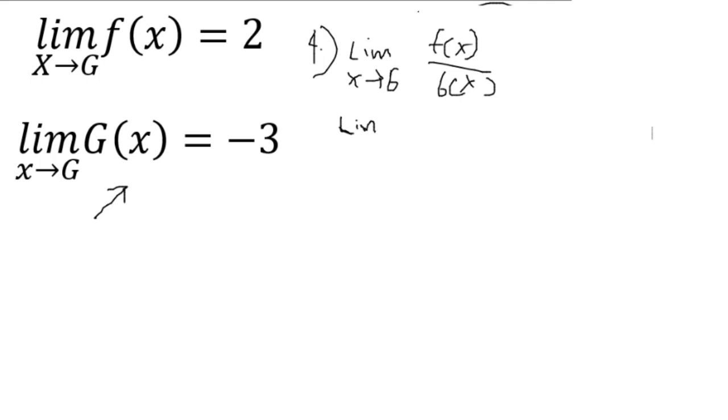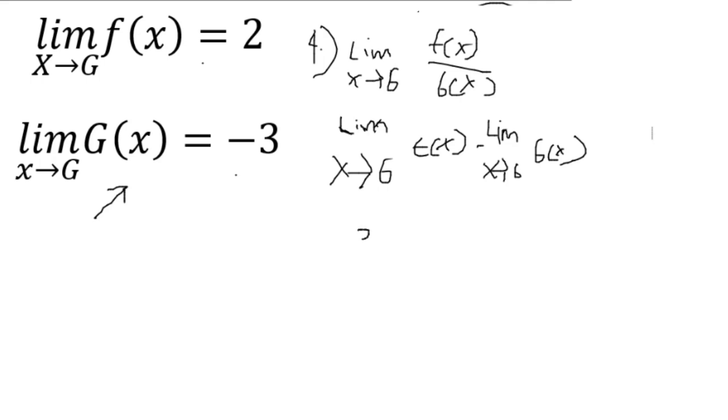So the limit as x approaches g will become the limit of f of x minus the limit as x approaches g of g of x. So that will be it. As you can see, we just applied the properties of logarithms but in a limit way. We're just going to replace those two with their corresponding values and then do the math. So 2 plus 3 is 5.